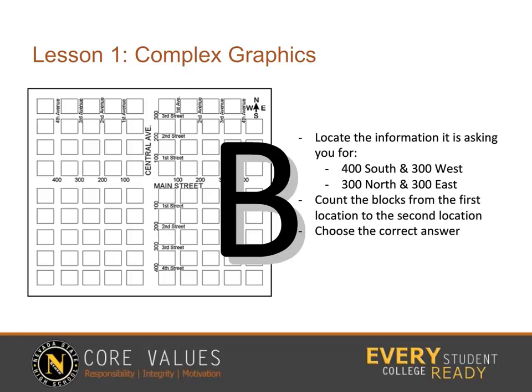The question is asking for the number of blocks from one destination to another. First, locate 4th South and 3rd West. Then locate 3rd North and 3rd East. Start at the 4th South, 3rd West point and count the number of blocks until you reach 3rd North and 3rd East. Keep in mind that there are different routes you can take to get to the second destination. You can start by going up and then right, or you can start by going right and then up, but you cannot go straight across. Once you have reached the second location, you should have counted 13 blocks, making B the correct answer. Click to the next slide when you're ready to continue.